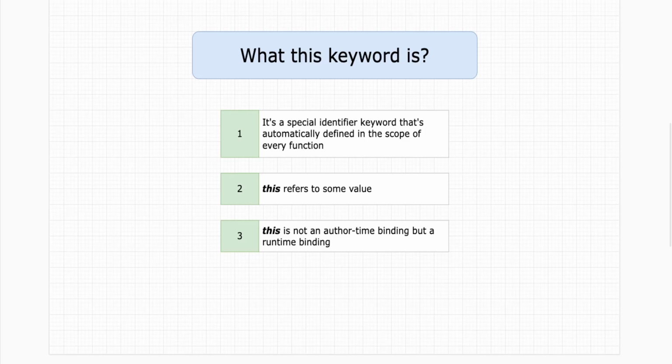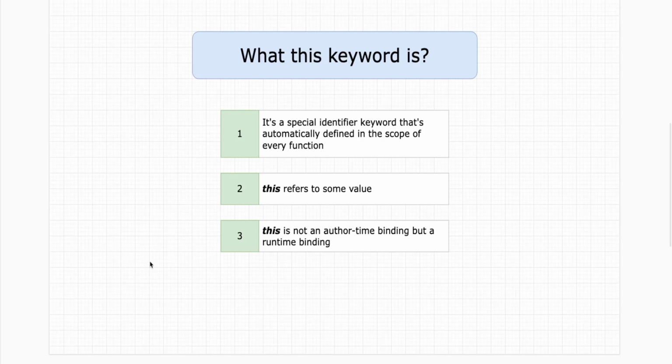What does it mean? It basically means the value of this is not decided by the programmer who is writing the code. The value of this is decided by the JavaScript runtime. That is why we can say that it is not an author time binding, instead it is a runtime binding. Great. So far so clear.